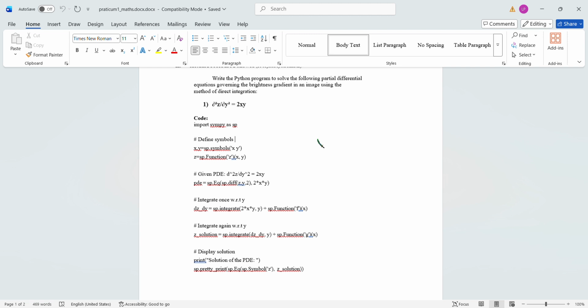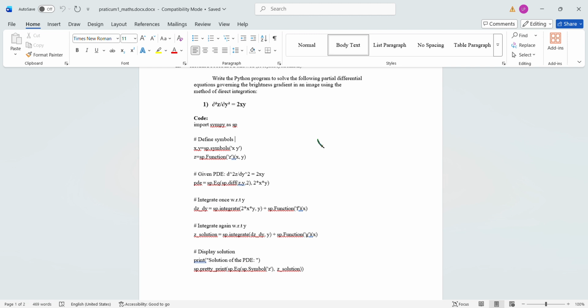Then the code integrates the obtained expression again with respect to x. This produces the term x cubed y by 3 plus x f1 of y. Another arbitrary function f2 of y is added because we are integrating again with respect to x.